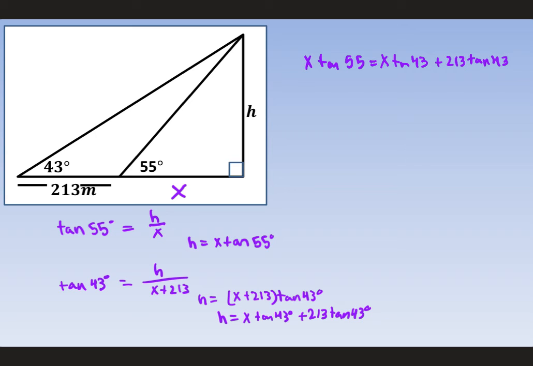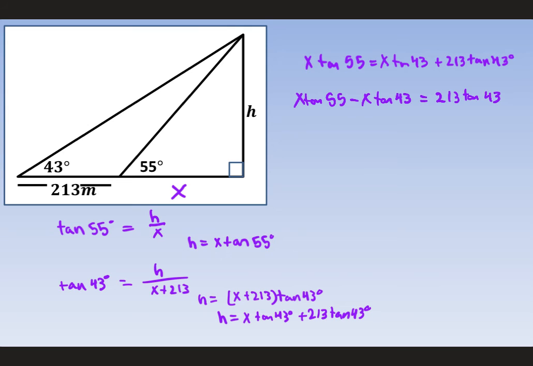All right, so we now have one equation with one variable, only one variable, x. If you remember back in previous courses, you probably had something similar to this. Your goal is to get all the x's on one side so you can pull them out. So we'll go ahead, we're going to subtract this x tangent of 43 over to the other side. So we get x tangent of 55 minus x tangent of 43 equals 213 tangent of 43.